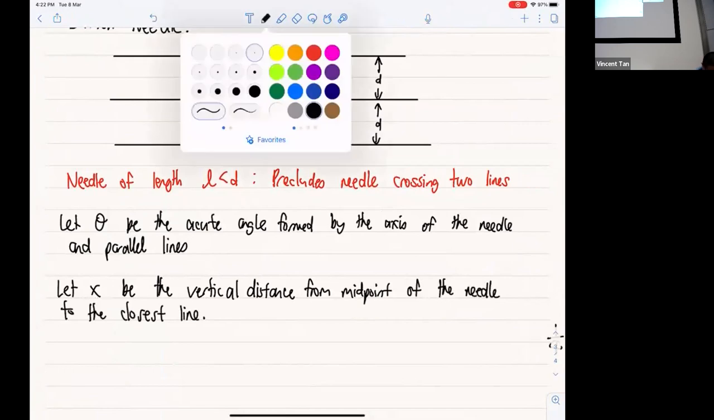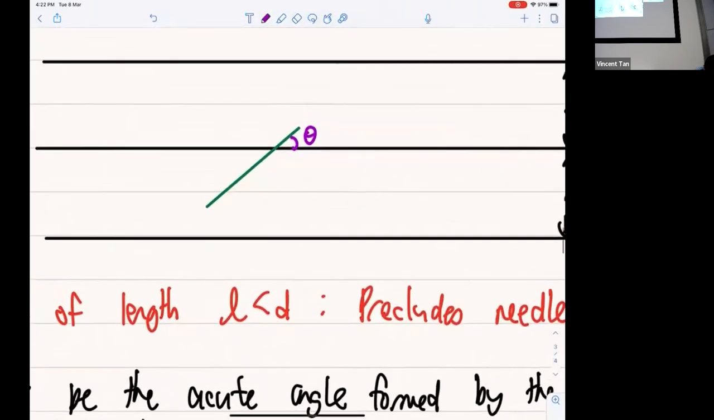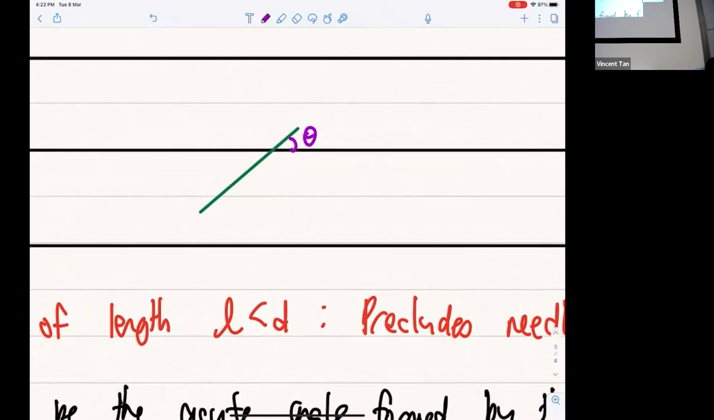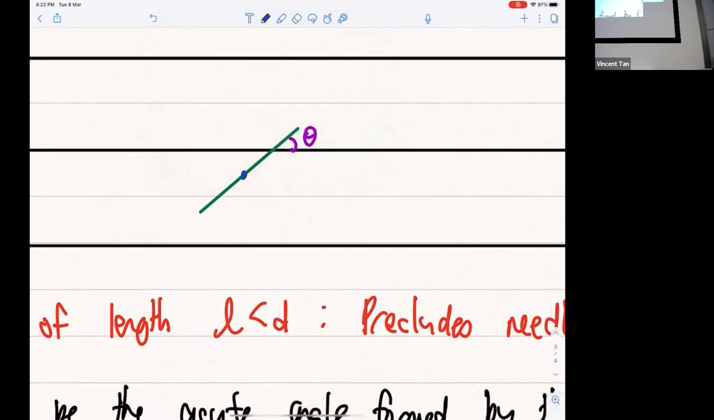Okay, so this is all a mouthful. Let me just draw a picture here. So here is our needle of length L. Okay, so where is our x and where is our theta? All right, the theta is basically this angle here, theta. Okay, so can you see this is the theta angle? And what is our x? Our x is basically the following. All right, you take the midpoint of the line here, and our x is this distance here. Okay, so that's what we mean by the x and the theta.